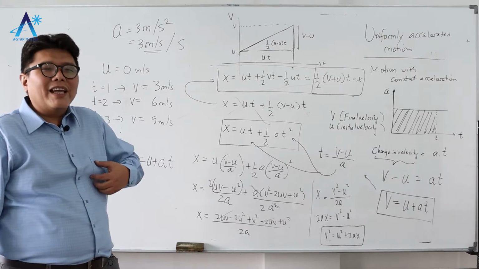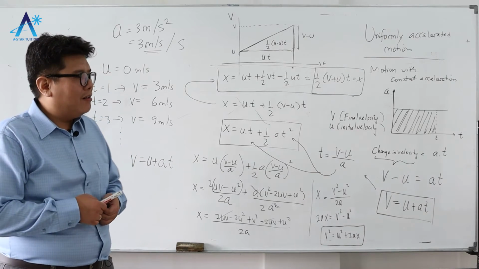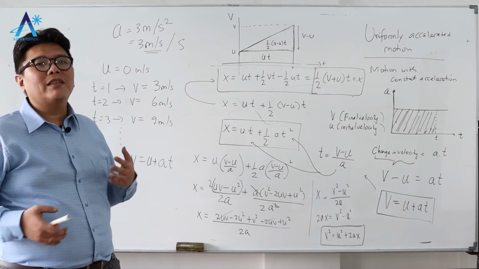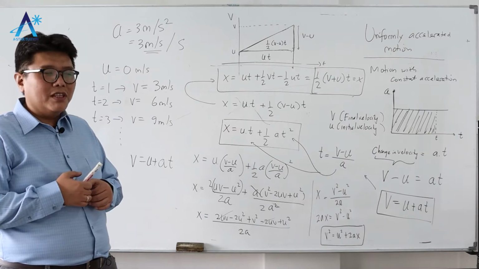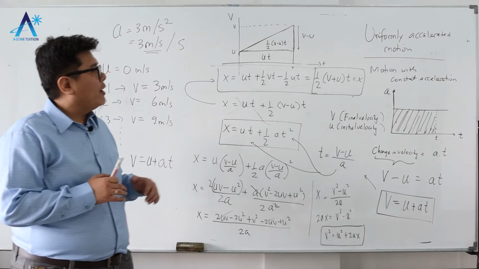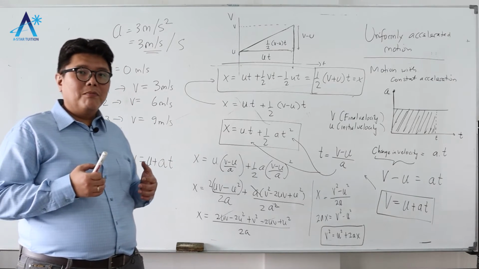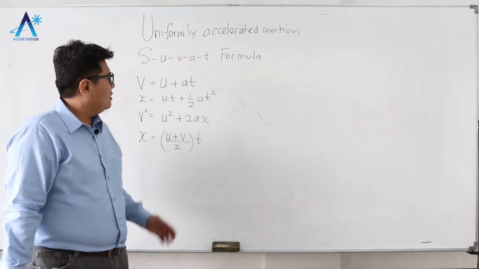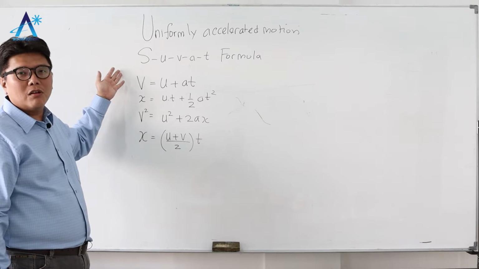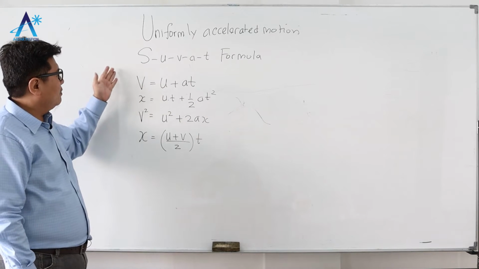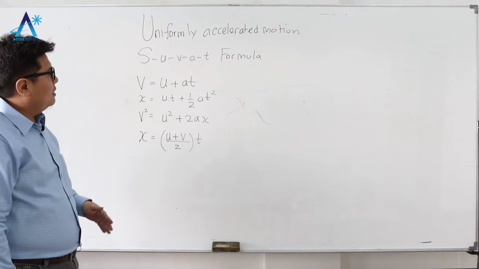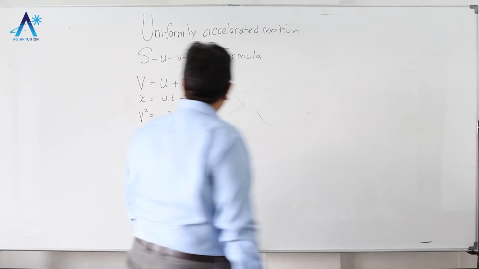when you take something like AP or IB or A level, those formulas are usually provided for the students. So all you need to do is understand where they are applicable in the problem. So this is the summary of the uniformly accelerated formulas, the so-called SUVAT formulas that you will be using a lot in problem solving.